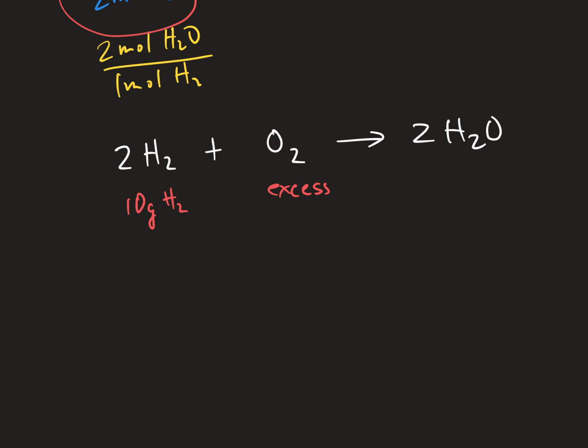What does that mean? Excess oxygen. Like, unlimited, right? I get it from the atmosphere, and I have plenty of it. It's never going to run out, okay? Plenty of it. Enough to react with 10 grams anyway, right? More than enough. And I want to know, how much water will I make in grams, for example?